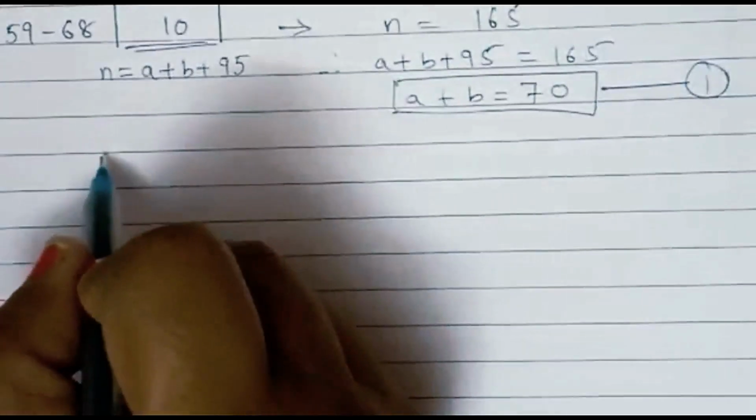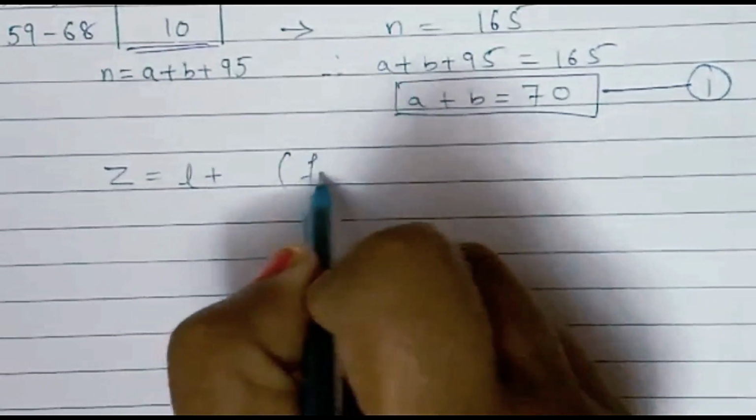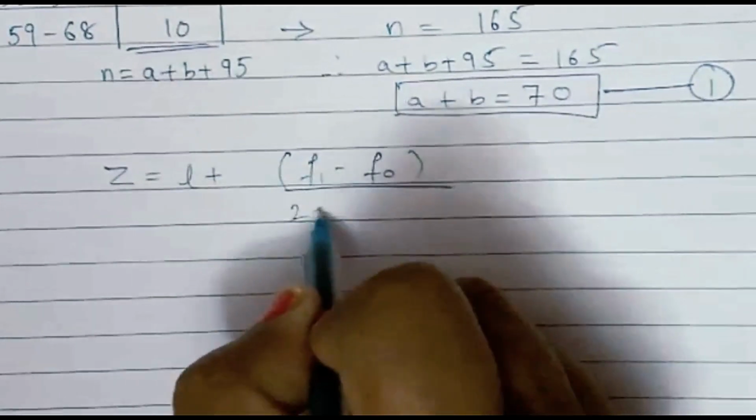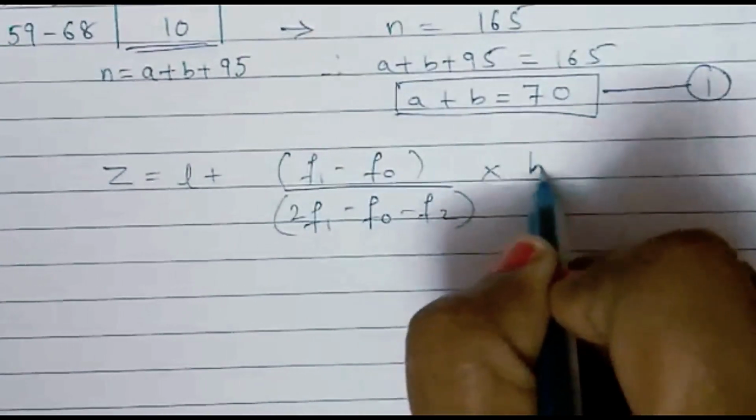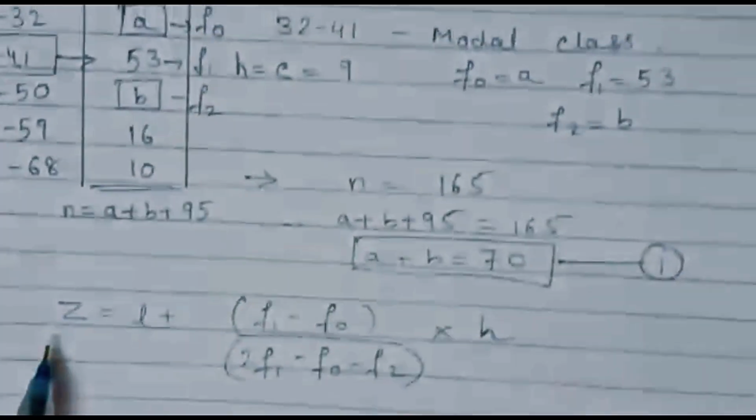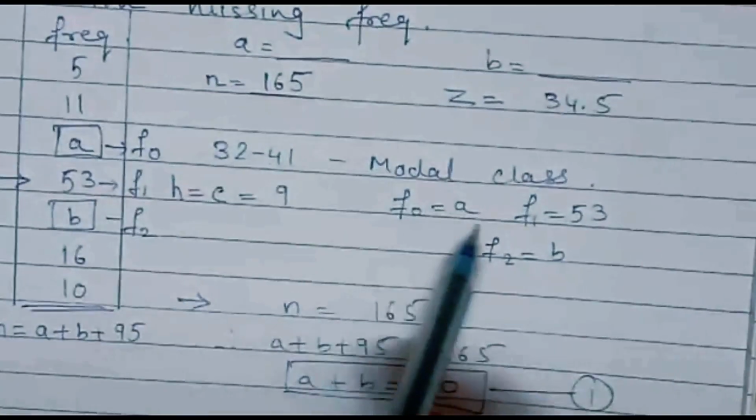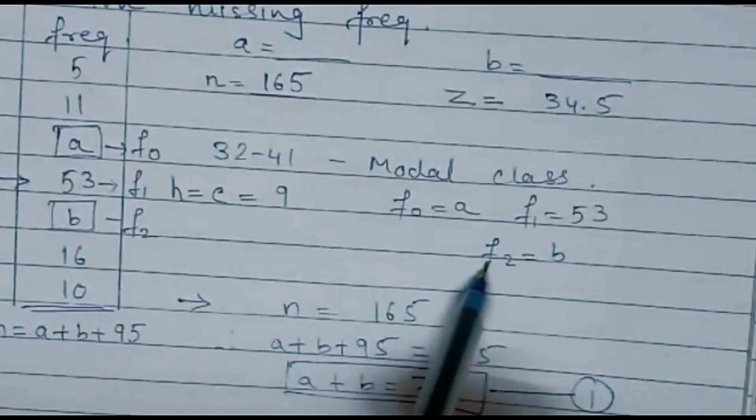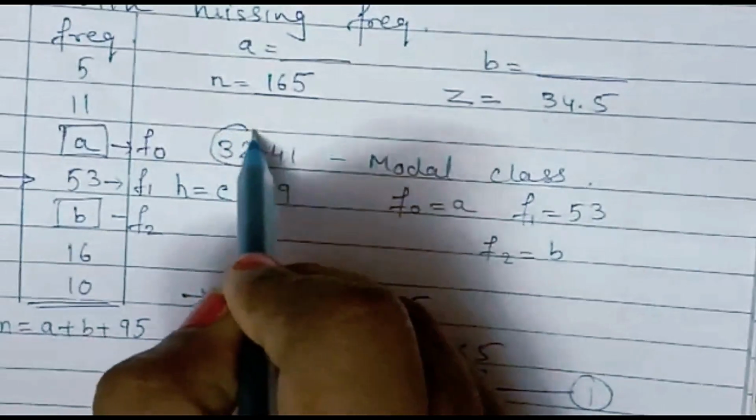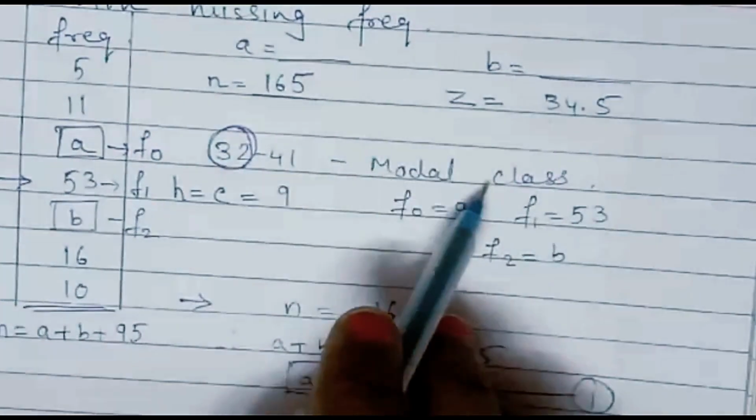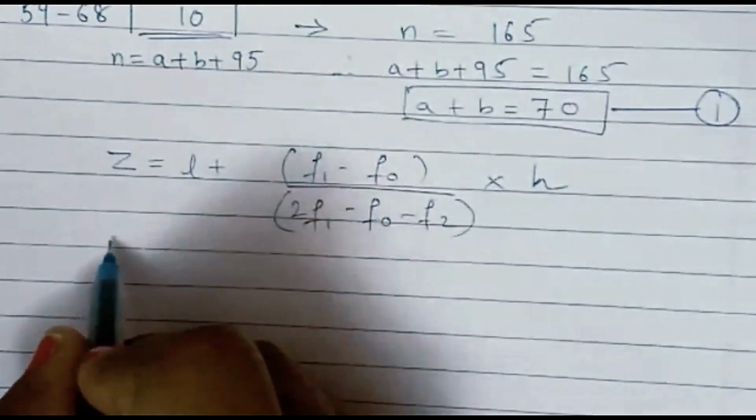Now we know the normal formula of mode. Z is equal to L plus (F1 minus F0) divided by (2F1 minus F0 minus F2), into H, right? As I told you, we are already given the value of Z. If you remember, it was 34.5. And now these are the values of F1, F0 and F2. H is equal to 9. Only one thing we forgot to write is L, the lower limit of the modal class. L was 32. Okay, so let me put all these values here.